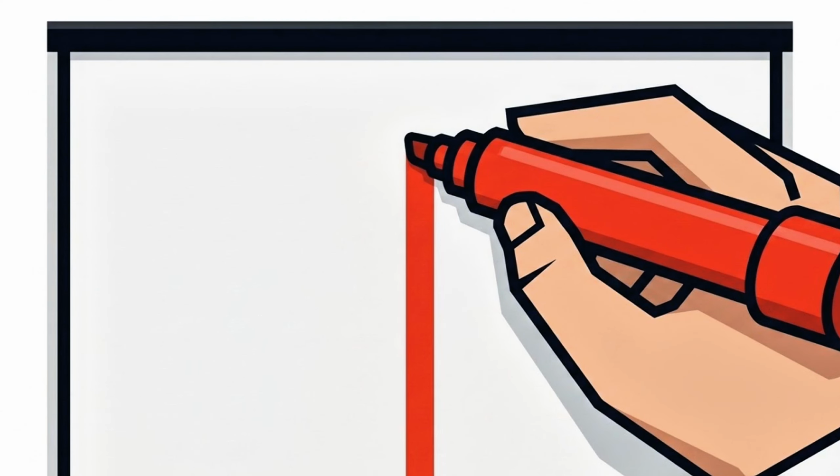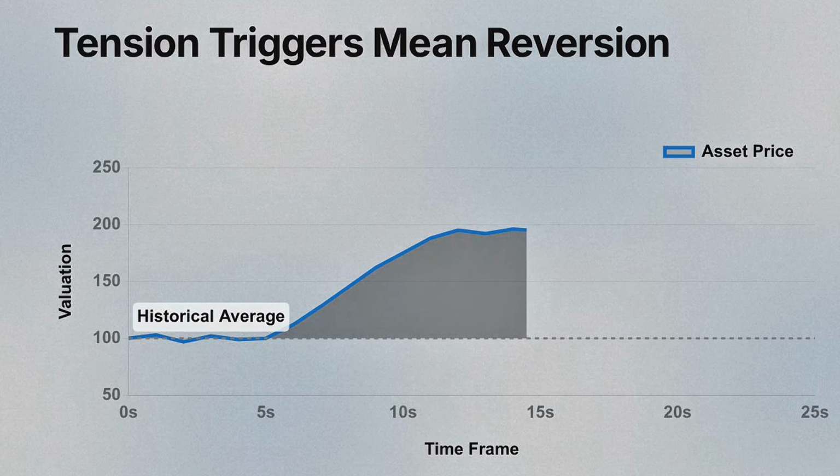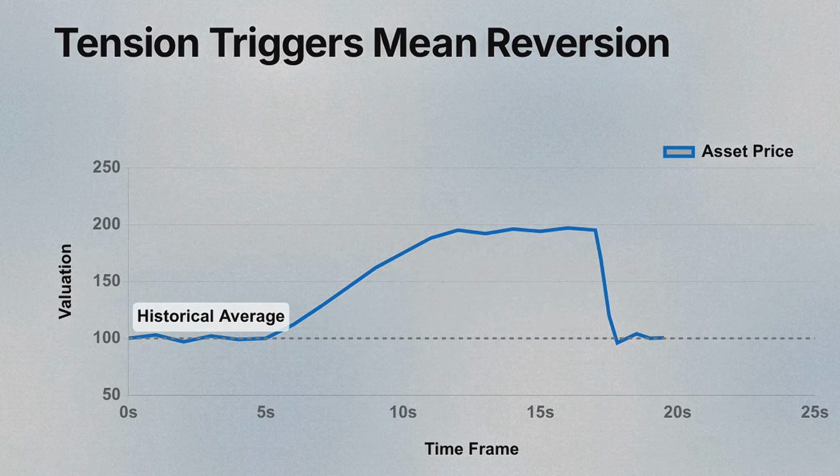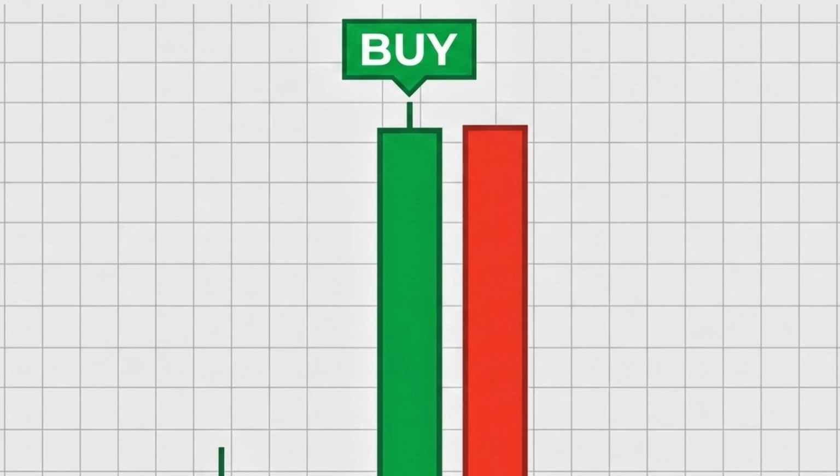But momentum has a physical constraint. No market trend can maintain a straight, aggressive vertical line forever. Every asset has a historical average price that acts like an invisible center of gravity. When aggressive momentum pulls the price too far too fast, the tension builds. This triggers mean reversion. The buyers become exhausted, momentum stalls, and the price violently snaps back towards its historical average to relieve the pressure. Understanding how to spot this elastic limit prevents you from making the classic mistake of buying at the absolute peak of an overstretched trend right before it collapses.